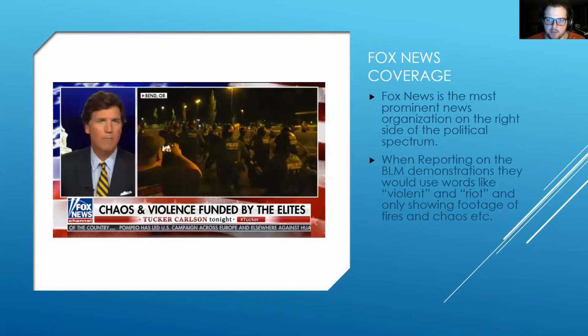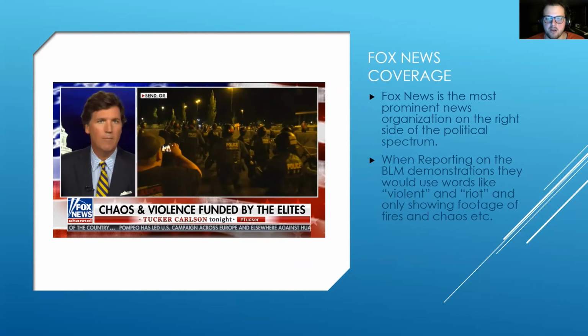On the other side, we have Fox News coverage. Fox News is the most prominent news organization on the right side of the political spectrum. When reporting on the BLM demonstrations, they would use words like violent and riot, and they would only show footage of fires and chaos.